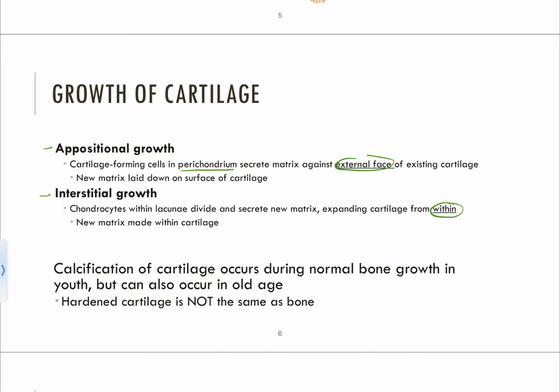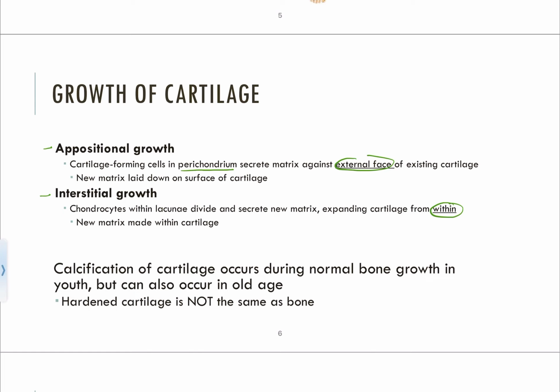If it's on the outside of cartilage, it's appositional, and the cells come from the outer membrane, which is the perichondrium. If it's interstitial growth, it's coming from within, and the matrix is coming from the chondrocytes that are residing within the lacunae. So cartilage growth is going to end sometime during adolescence when our skeleton stops growing, period.